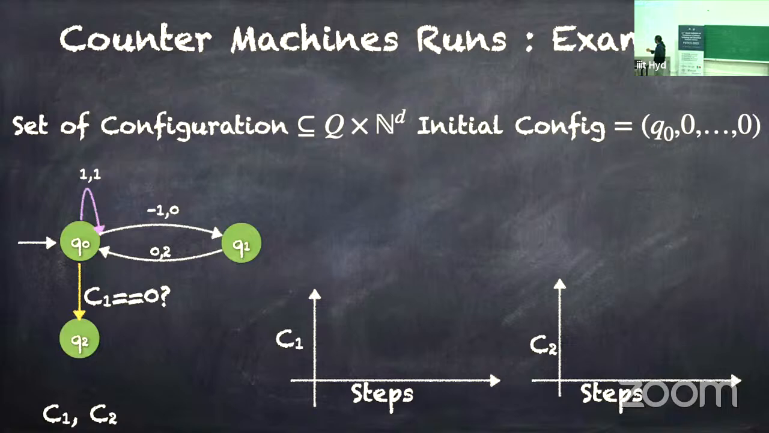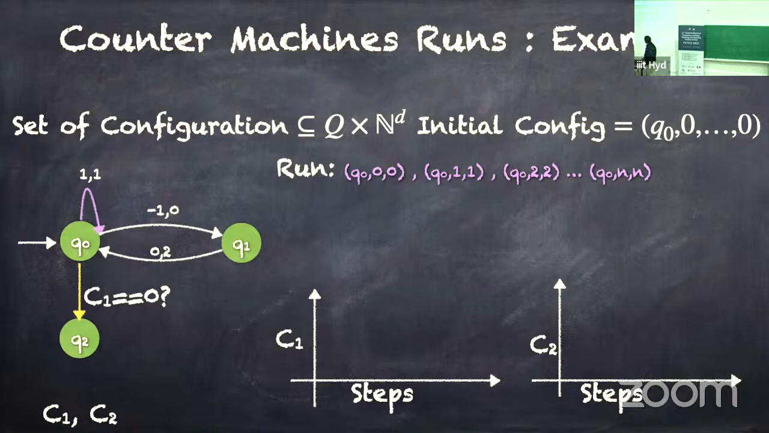Consider this counter machine with two counters, C1 and C2. From q0, you can take two transitions, either the purple one or the yellow one, because you cannot decrement below 0. Suppose you take the purple transition n times. This transition increments both C1 and C2 synchronously by 1. So if you take it n times, you'll reach (q0, n, n).